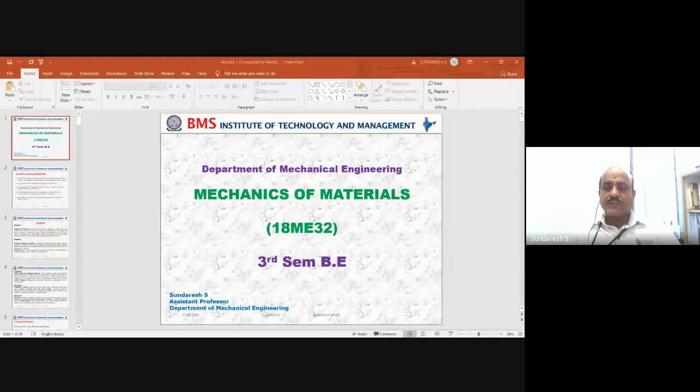The ratio of shear stress to shear strain remains constant. That constant value we term the modulus of rigidity, or rigidity modulus, or shear modulus. So we define rigidity modulus as the ratio of shear stress to shear strain. The unit of rigidity modulus remains the same as that of the modulus of elasticity, that is Newton per millimeter square, or pascals or gigapascals. We generally denote the modulus of rigidity by the letter G. This is what I taught in yesterday's class.